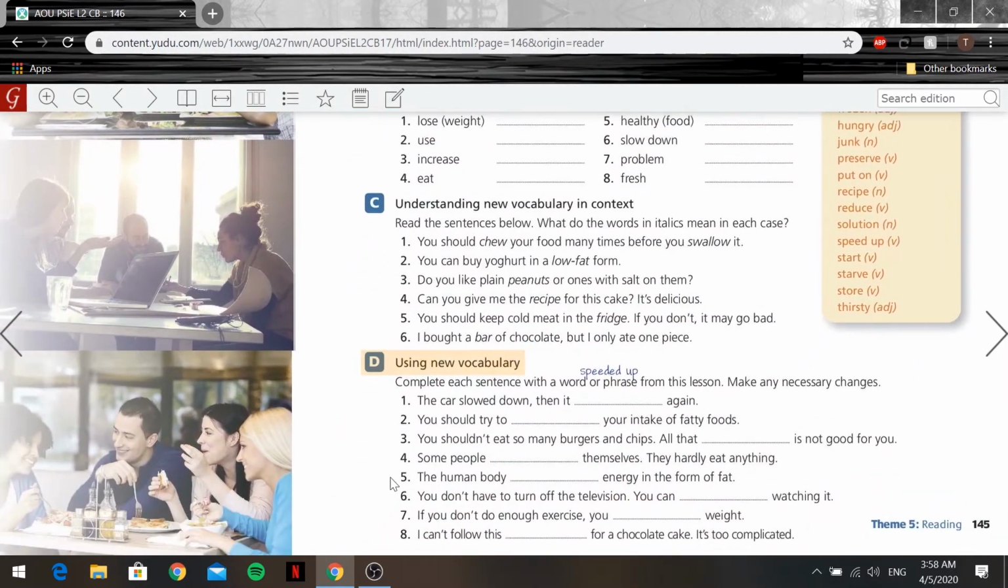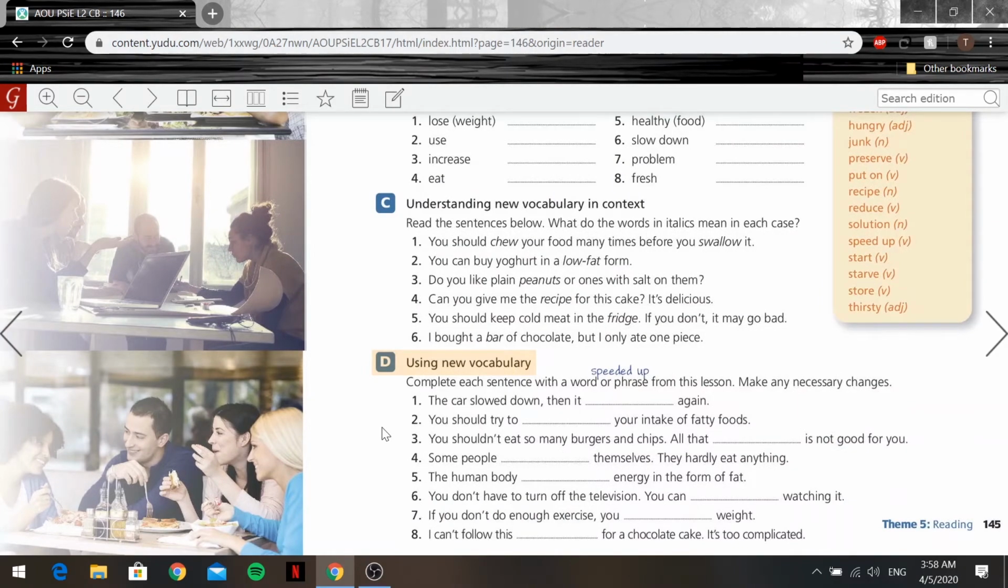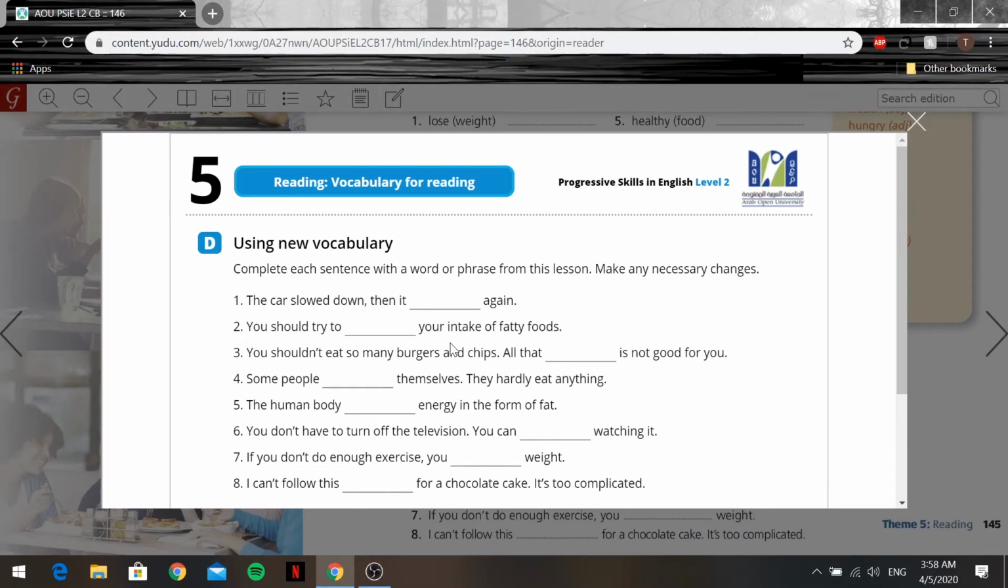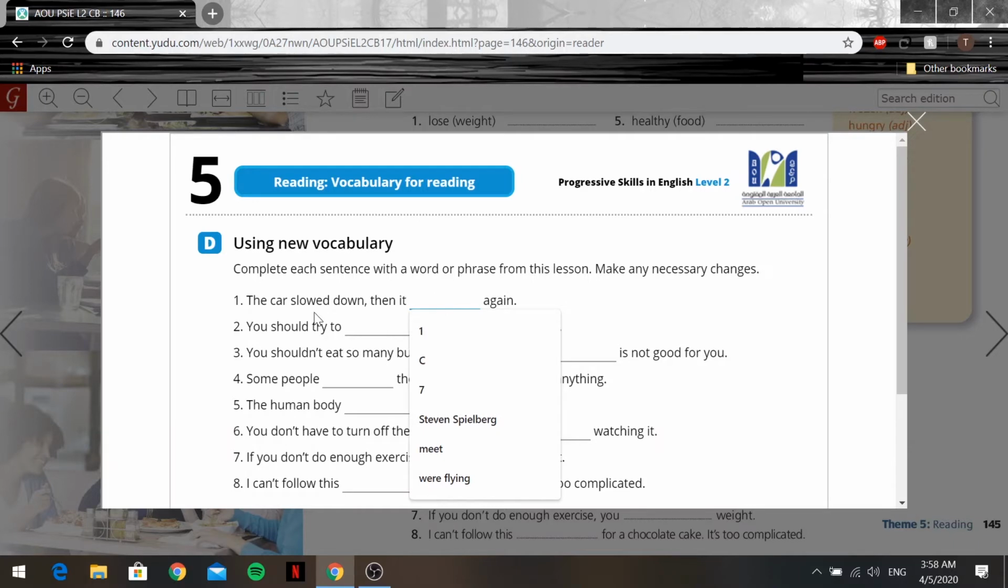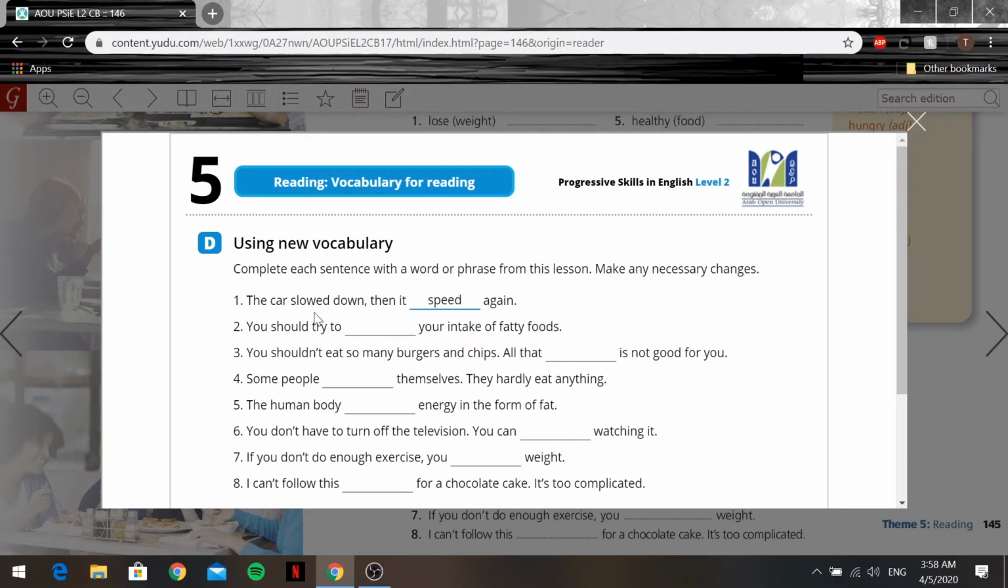Now let's go to exercise D, using new vocabulary. Actually, I can open this. Complete each sentence with a word or phrase from this lesson. Make any necessary changes. So we're going to write our own and see if we need to make any necessary adjustments along the way. So 1, the car slowed down, then it blank again. I can say slowed down, so the opposite of that will be speed up again. But listen, I'm going to have to add an ED here, because it's in the past. The car slowed down, then it speeded up again.